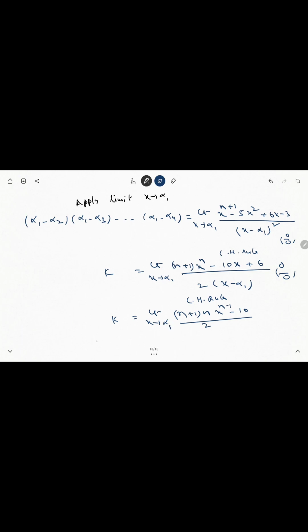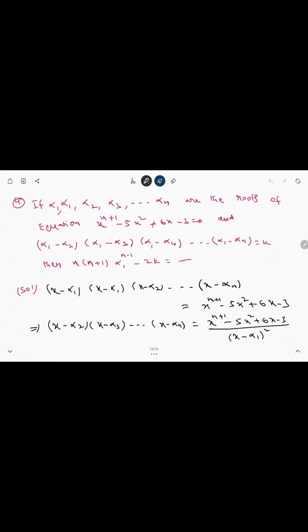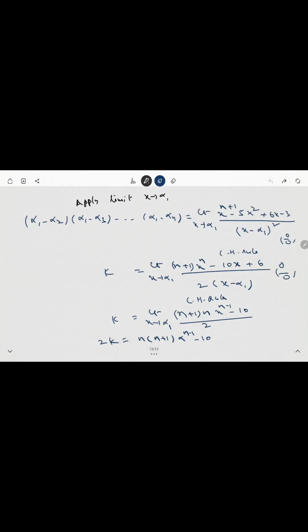Finally, what do you get? 2k. 2k is equal to n into n plus 1 alpha to the power of n minus 1, minus 10. So the given expression is this one: n into n plus 1 alpha 1 power n minus 1, minus 2k is equal to 10 now. Correct or not? n into n plus 1 into alpha 1 power n minus 1 minus 2k is equal to 10. So 10 is the answer.